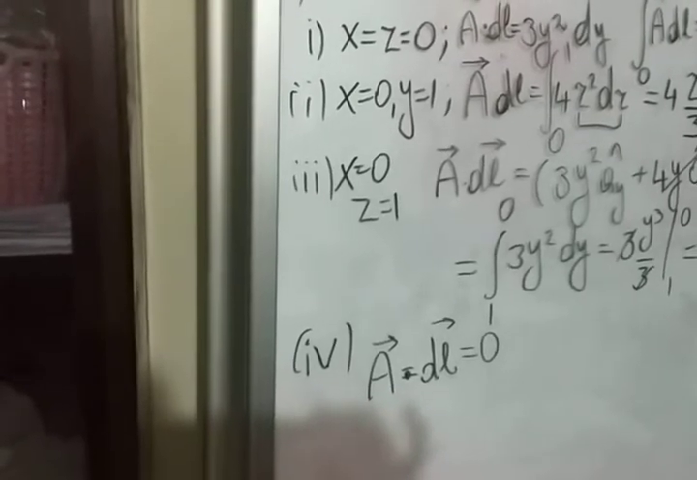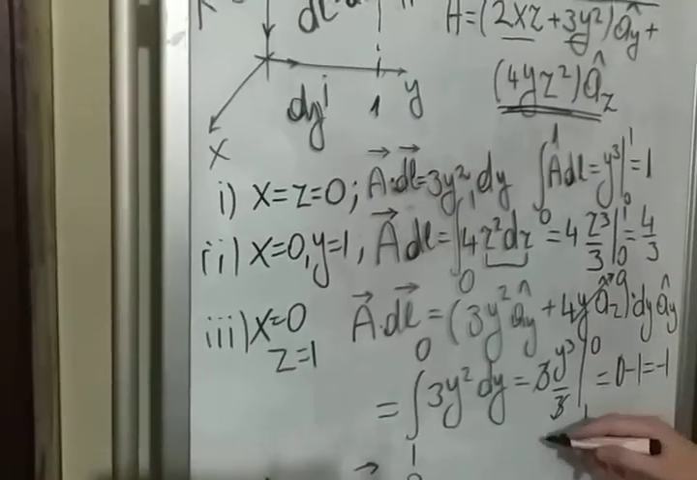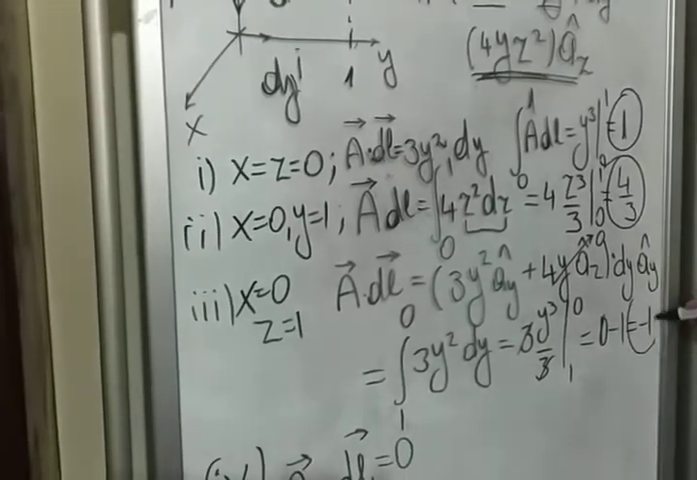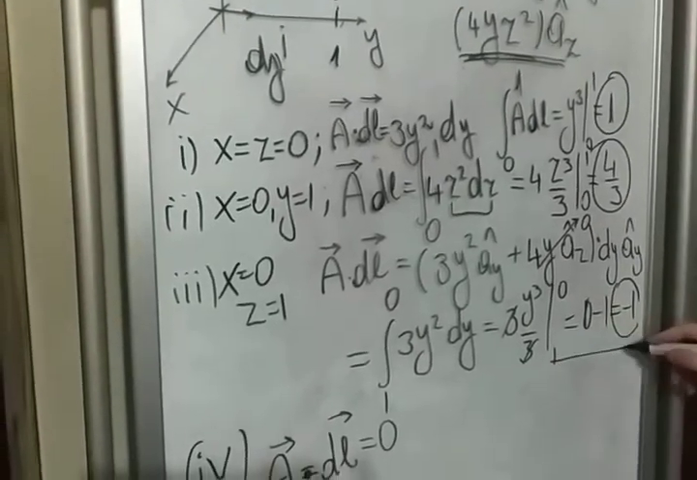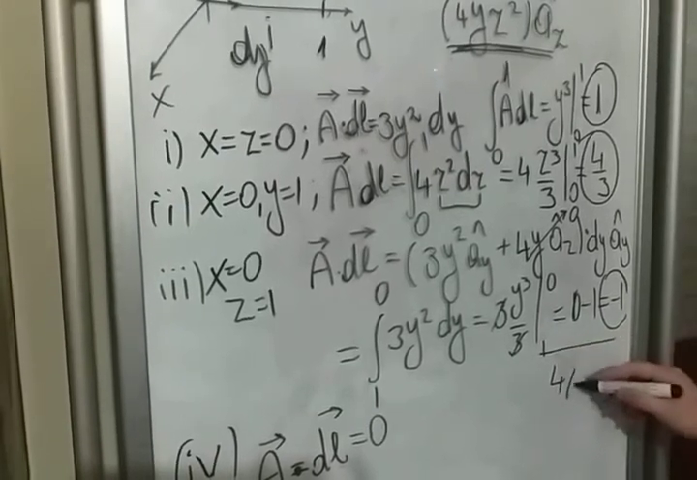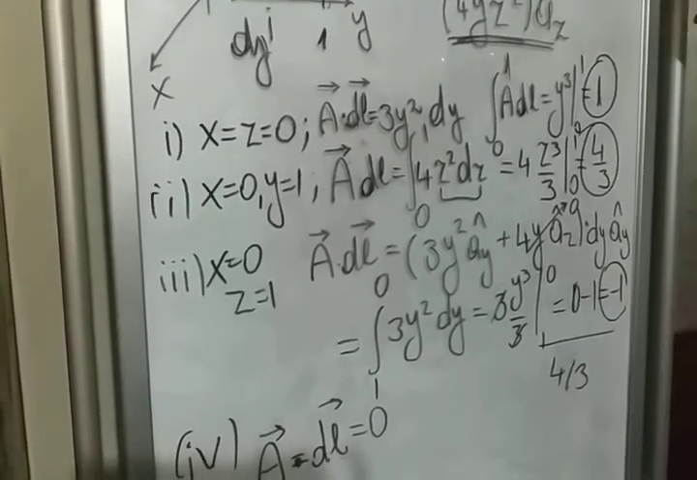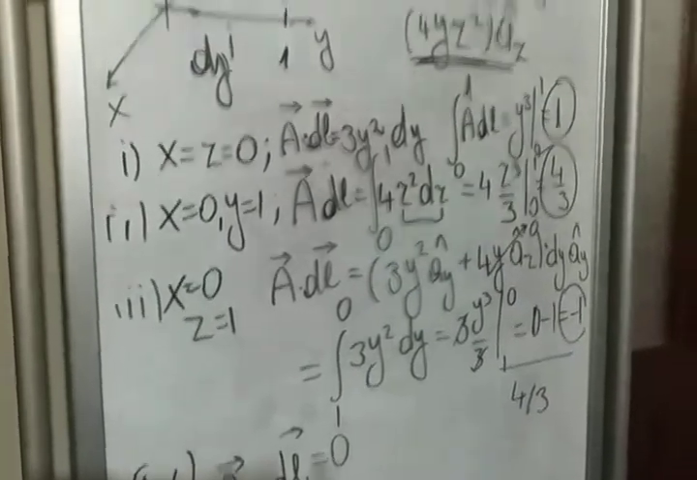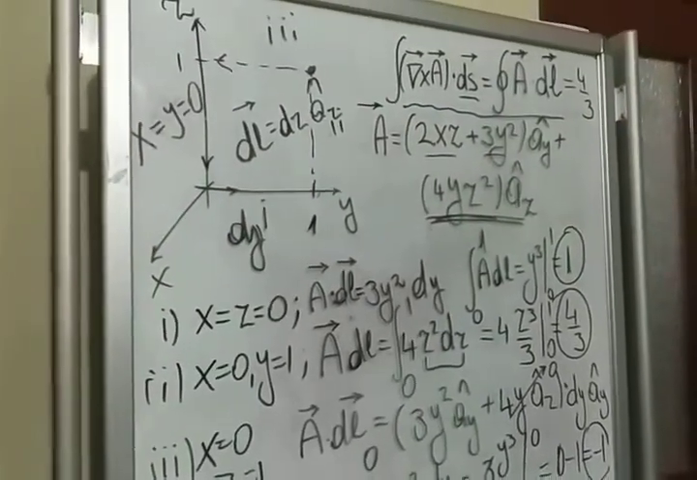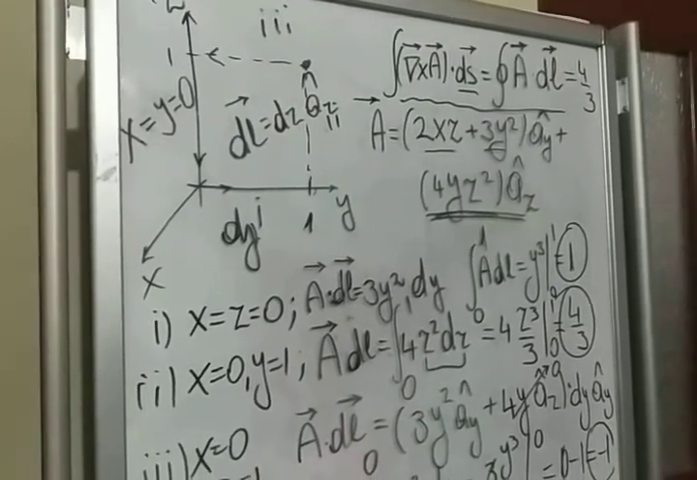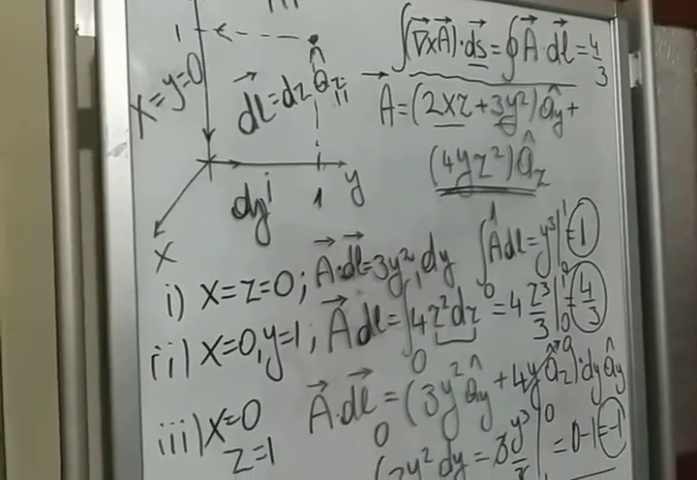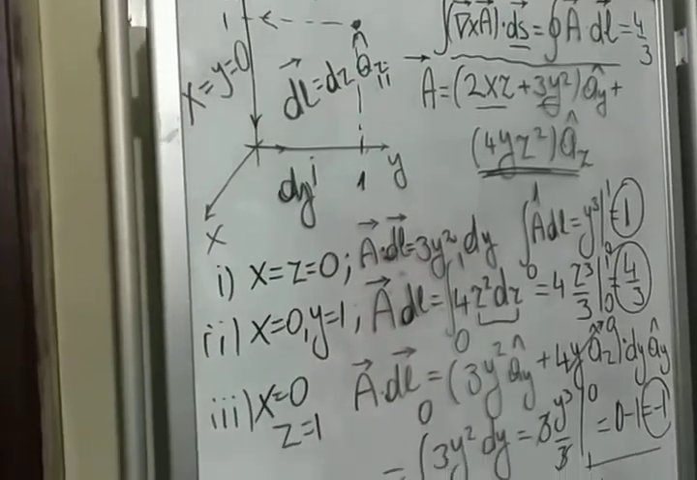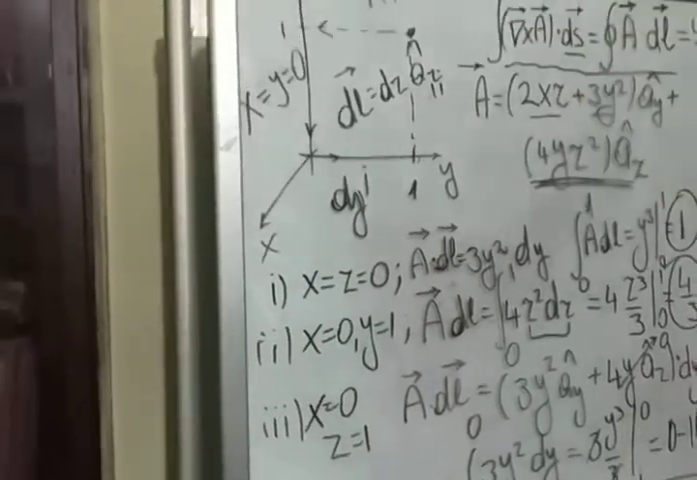So if we add up the line integrals over all of these four paths, we had a 1 here, we had a 4 over 3, and we have another minus 1 here. So if we add these up together, we get the answer. It's 4 over 3 will be this side of the line integral. Now, what we need to do next is calculate the curl of A. We need to calculate the curl of A to get this side of the equation.